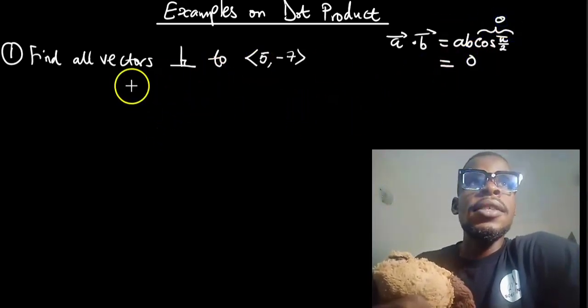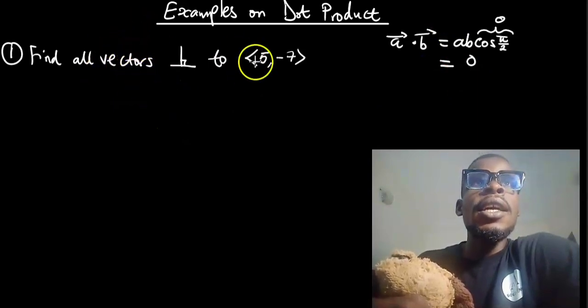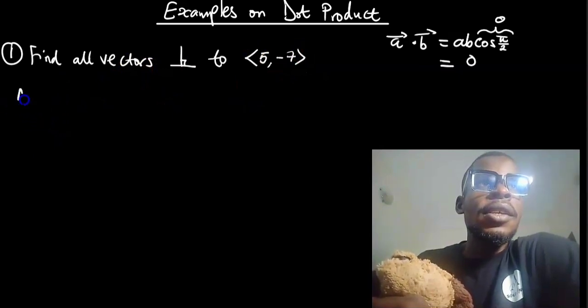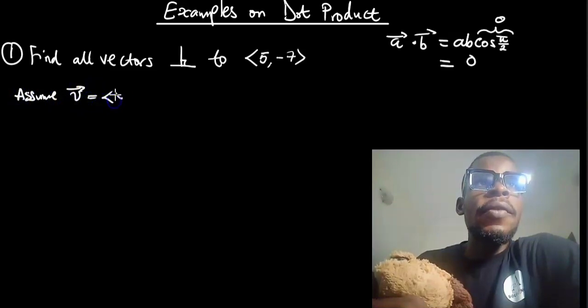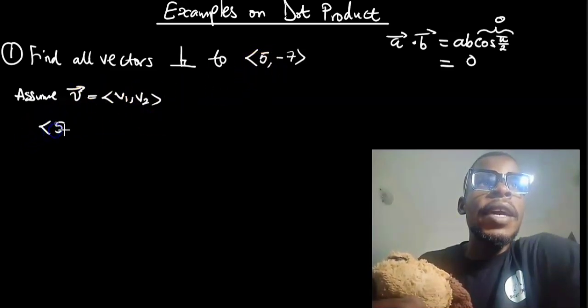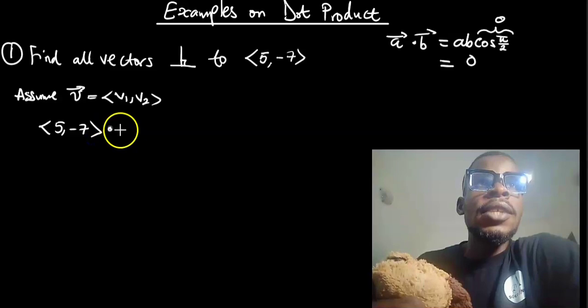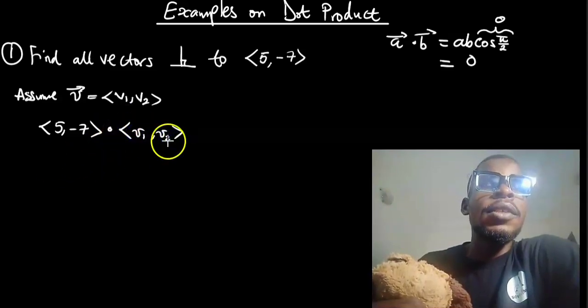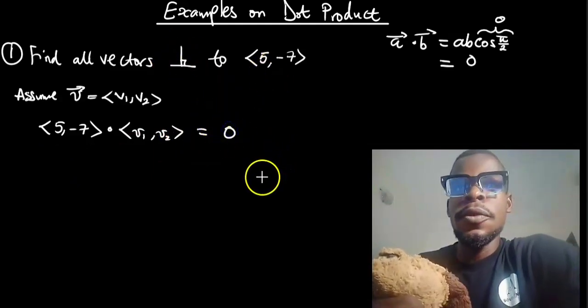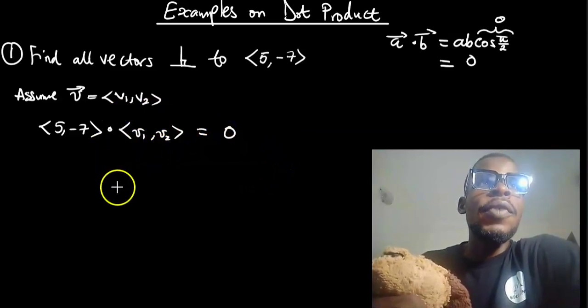So this tells us that whatever vector we find, if we dot it with this vector, we'll just get 0 as a result. So let's assume the vector to be v, given by v1, v2. That is to say, we are going to take the dot product of v with this given vector. So I'll just take 5, -7 and dot that with v, which contains v1, v2. Since we need vectors that are perpendicular to that, we just have to set that dot product to 0. That's what it means for a vector to be perpendicular to another.